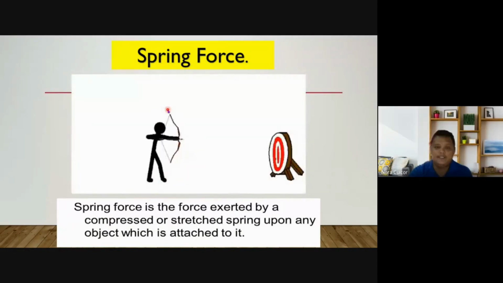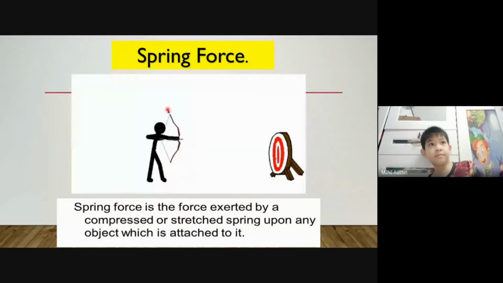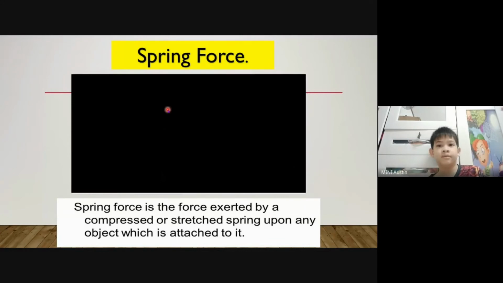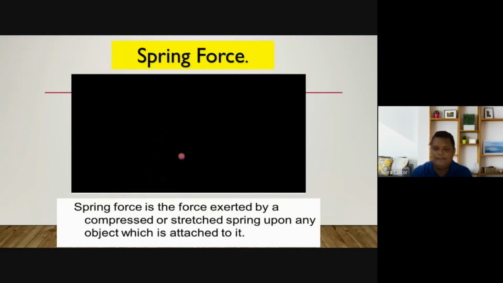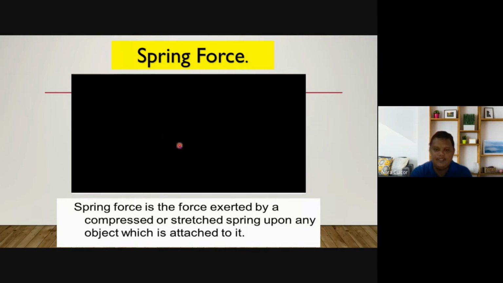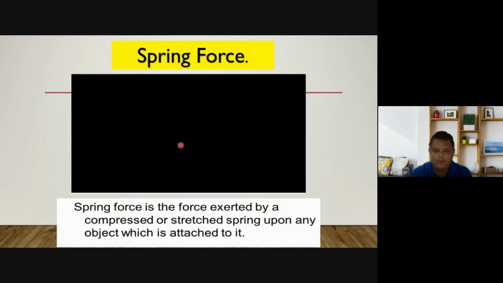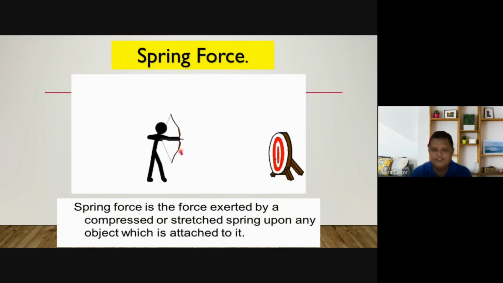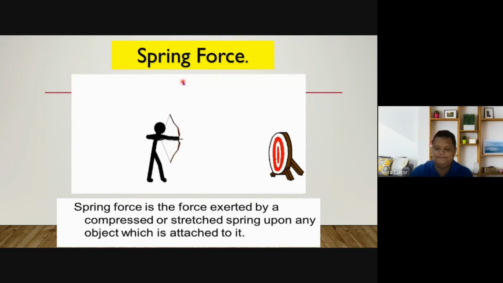Okay, another one is this one also. When you use a bow and arrow, the force that acts on the bow is a spring force, because when you pull the string of the bow, it creates a spring so that the arrow flies. No? Spring force. Spring force is one example of contact force.